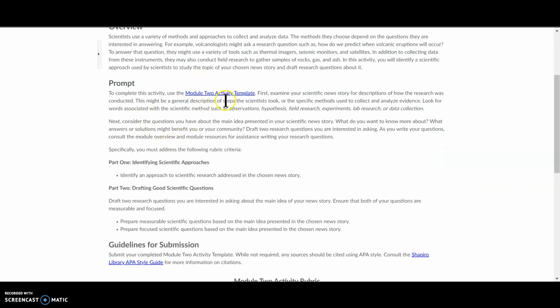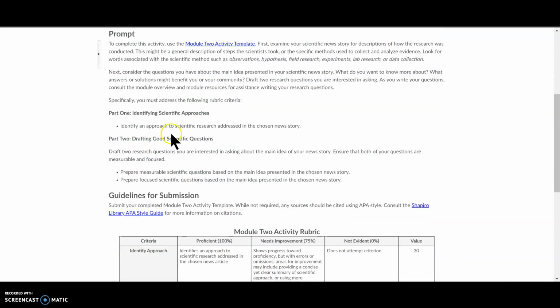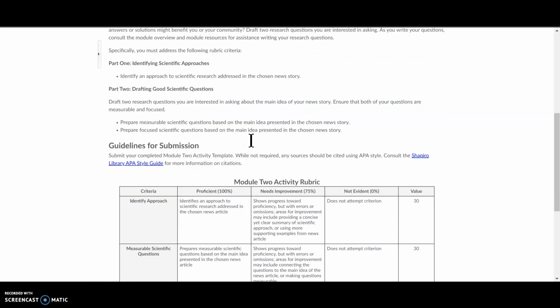They give you a template that we are going to download, and it is asking you to, in the first part, identify in your chosen article from week 1, so the one that you're going to keep for the whole semester, what was the approach of the scientific research that the scientist in your story chose to do. And then part 2, you're going to draft 2 research questions you're interested in asking about the main idea of your news story. I am going to go ahead and use the previous article that I chose in week 1 to show you examples of this.